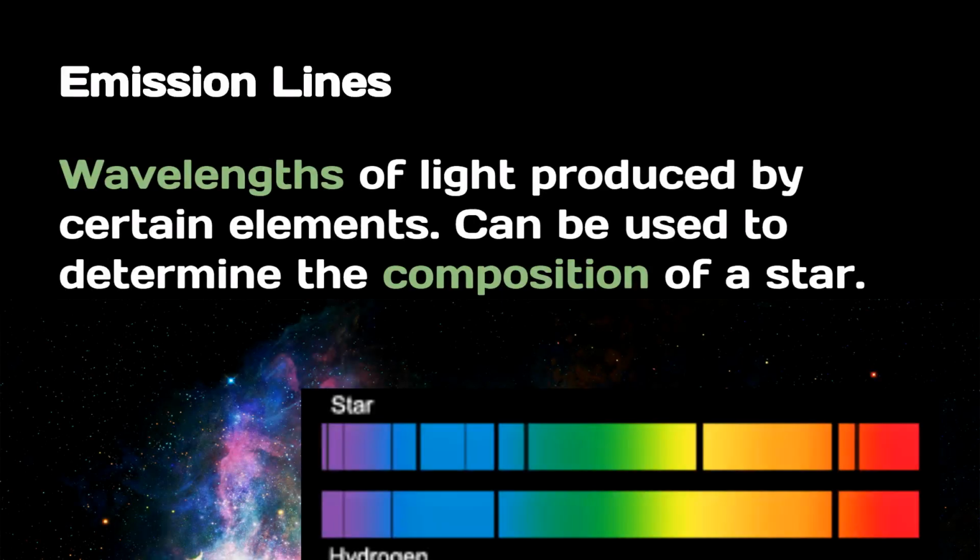All right, now we have emission lines. Wavelengths of light produced by certain elements are the emission lines. That's how they show up. And this can be used to determine the composition of a star. This is why we're talking about the electromagnetic spectrum.